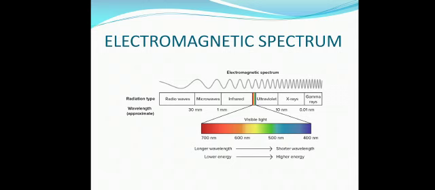With this picture, it is also clear that radio waves have longer wavelength and gamma rays have shorter wavelength. Or else you can say frequency of gamma rays is more, frequency of radio waves is less.